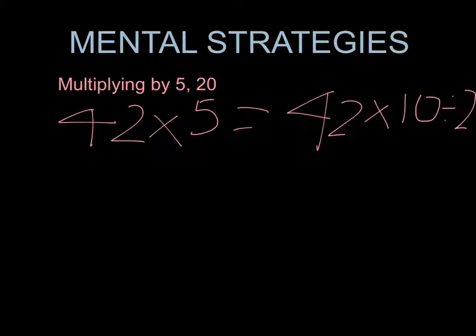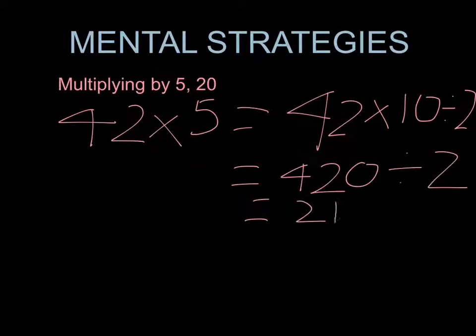Because of order of operations, we can do that. So, 42 times 10 is easy. It's just 420. Whole number times 10, just add a 0 on the end. And then we need to divide that by 2, and most people can do that easy. 420 divided by 2 is 210. So when multiplying by 5, multiply the number by 10 and then halve it.